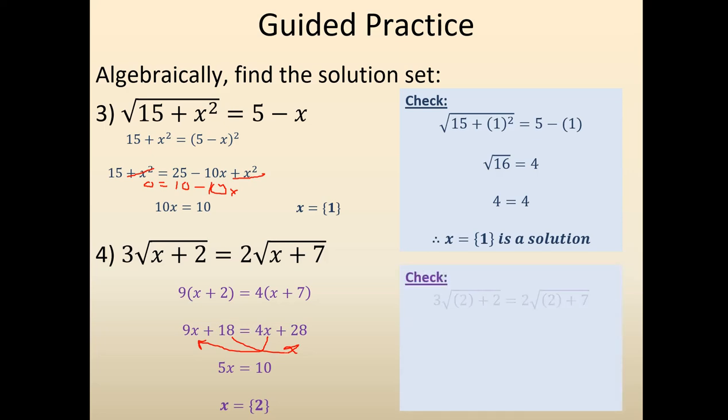Just as a quick check, plug 2 into the original equation. We get 3 times root 4 equals 2 times root 9. Square root of 4 is 2, so we get 3 times 2. Square root of 9 is 3, so we get 2 times 3. Both of those are equal to 6, so it's a true statement. Therefore, x equals 2 is a solution.